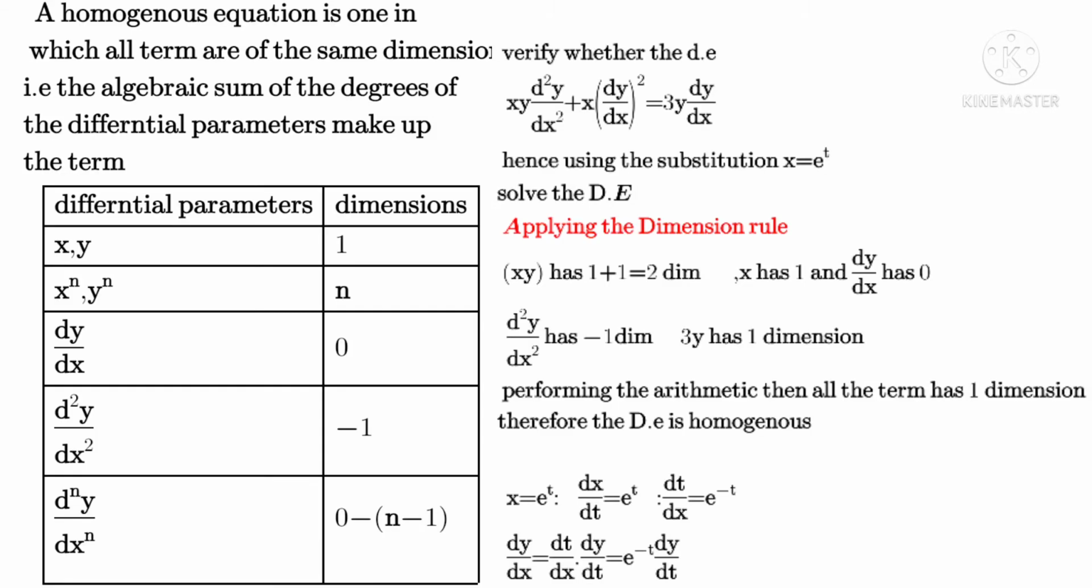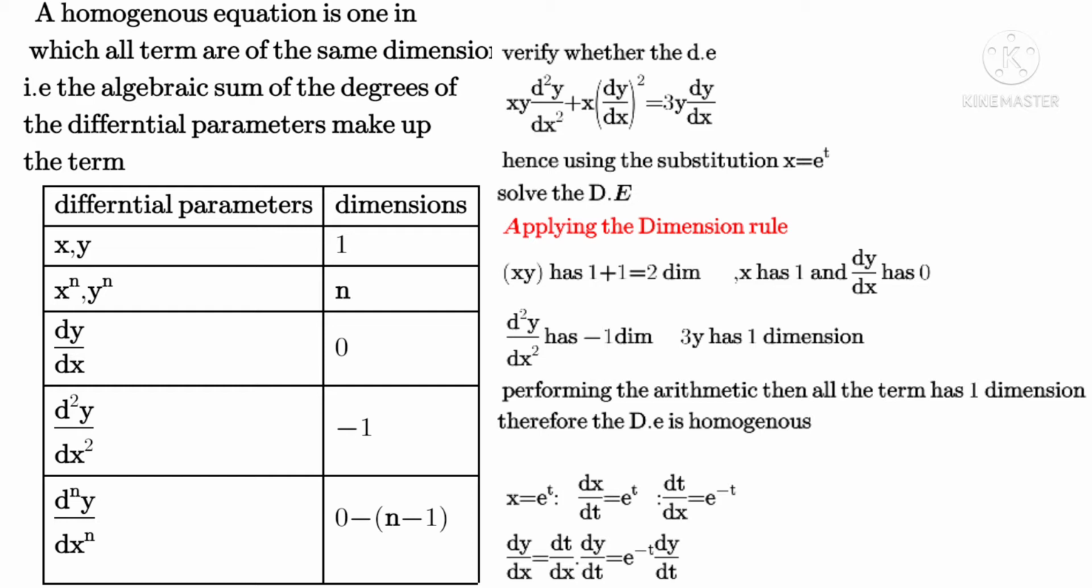Now, when the sum of the degrees of the differential parameters are the same, then they are of the same dimension, and we say that the differential equation is a homogeneous differential equation. So the differential parameters can be x, y having a dimension of 1, that is x raised to power 1, y raised to power 1. So that's the dimension. The dimension of that is 1. x raised to power n, y raised to power n, the dimension is n.